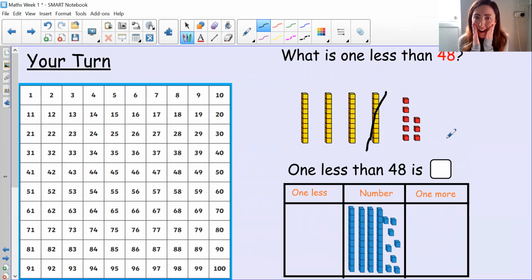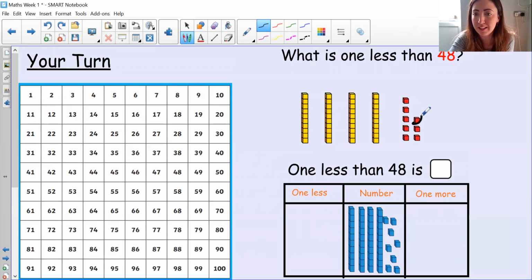Oh no, I just realised I did something wrong. Did you notice as well? Amazing if you noticed, because that was really silly of me. I crossed out 10. I don't want to cross out 10. I'm not finding 10 less than 48. I'm finding 1 less than 48. So I only need to cross out 1, not 10. Oh dear. Right. There we go.